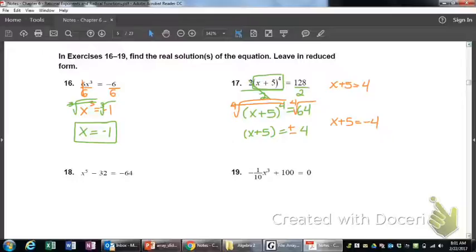So you would subtract 5 from both sides, and you'd get x is negative 1. That's one solution. And then when I subtract 5 again, I get x is negative 9. And that's another solution. So there you go, number 16 and 17.